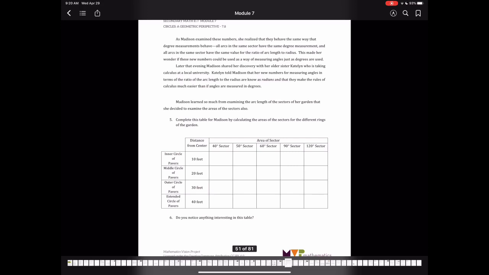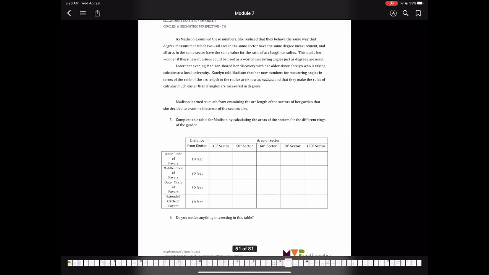So here is our first taste of looking at things in terms of radians instead of degrees. We've talked a little bit about radians, but only in that we need to make sure that our calculator is not in radians so far. But now we're going to actually look at what radians are. So Madison learned so much from examining arc length of the sectors of her garden that she decided to examine the areas of the sectors as well. So we're going to complete this table by calculating the areas of the sectors of different rings of the garden.